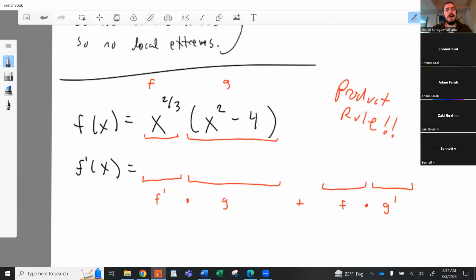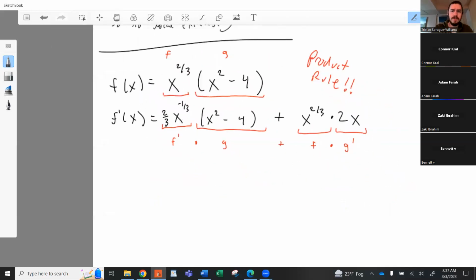So let's see. The derivative of x to the power 2/3 is going to be 2/3 times x to the power what? We take 2/3 and subtract 1. 2/3 minus 1 is negative 1/3. And then we have g, so x squared minus 4, plus the original f function, which is x to the 2/3, times the derivative of g. Now, the derivative of x squared minus 4 is just 2x.